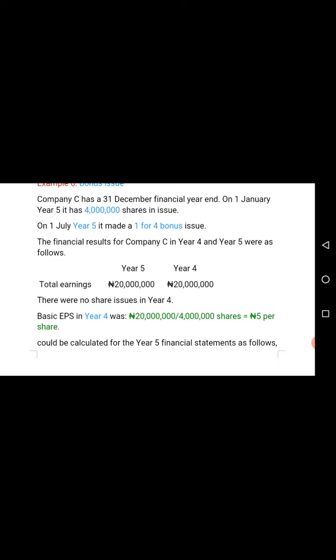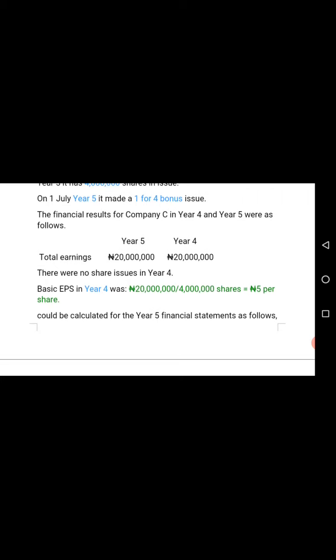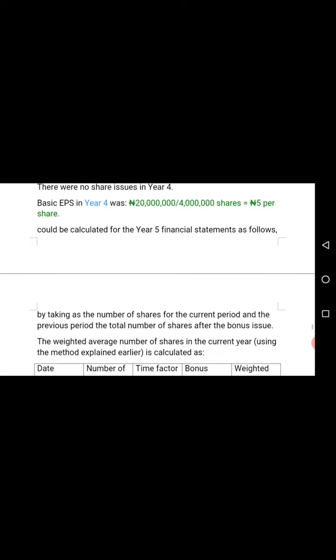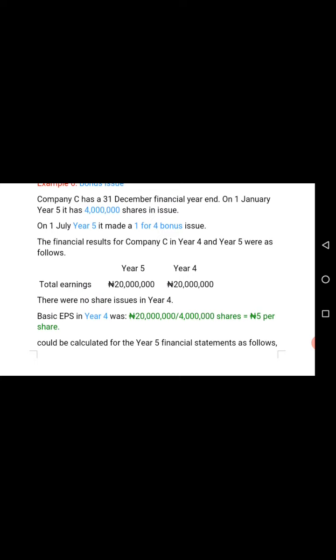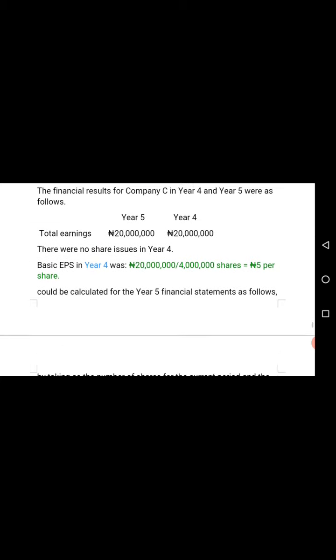So if we were given profit after tax, note that we would have deducted the preference shareholders' dividend part out of it to get the earnings. Now that's the basic difference between both of them. And that's for year 4 here. Now we have 2 years, year 5 too. For year 5, since there was an issue in year 5, not in year 4, it becomes a little bit more complex here. How do we do year 5 now?